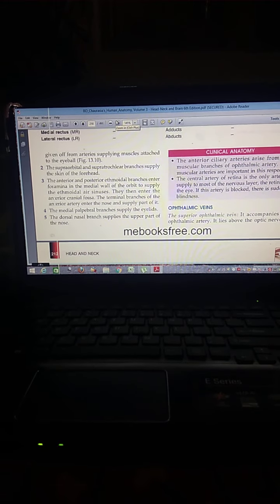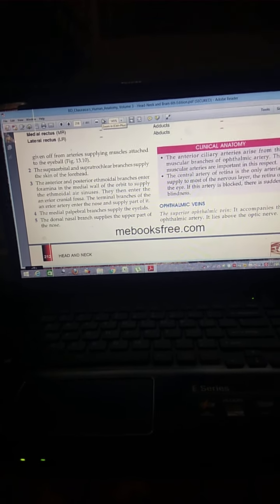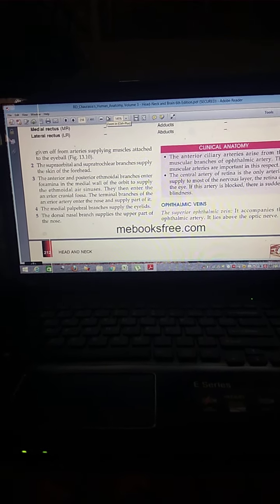Now it is clinical anatomy. The anterior ciliary artery arises from the muscular branches of the ophthalmic artery. The central artery of the retina is the only arterial supply.